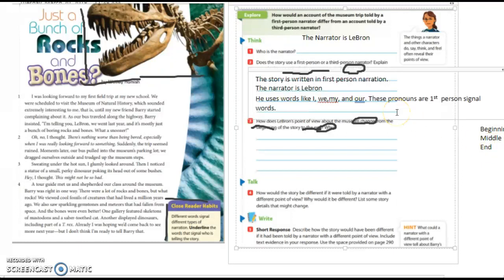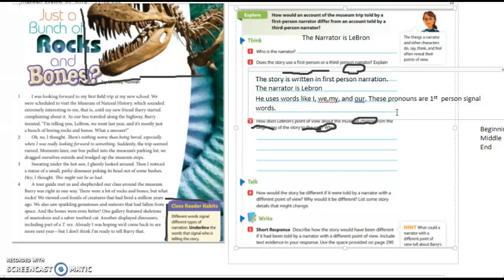Okay. So something I wrote here again to restate our findings, this story is written in first-person narration. I know this because the narrator, LeBron, is a character in the story. LeBron uses words such as I, my, we, and our, and these pronouns signal first-person narration. Moving on to question number 3.